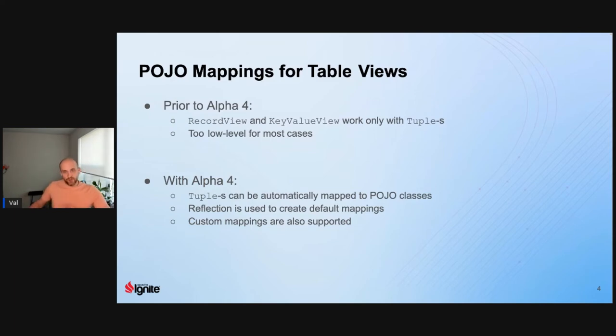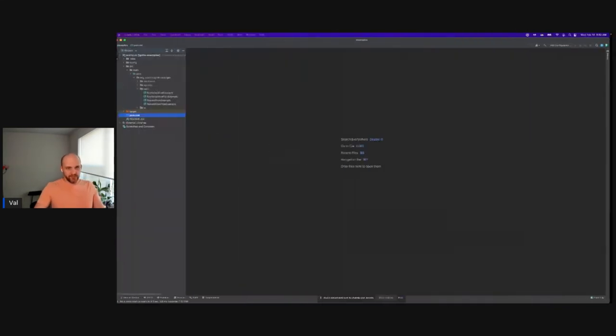If the default reflection-based mapping doesn't work for you for whatever reason, because you have some complicated structures or whatnot, then there is also an option for custom mapping, where you just code your own logic for this conversion between tuples and POJO classes. So let me actually show some of the code examples that we have really quick.